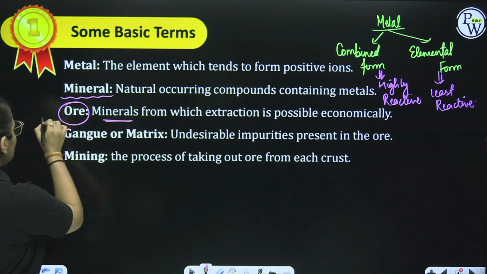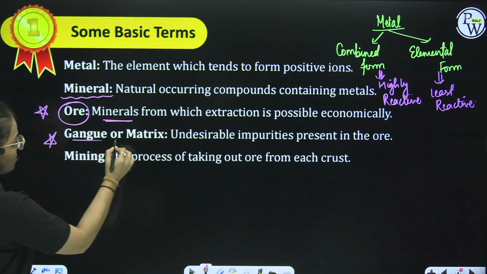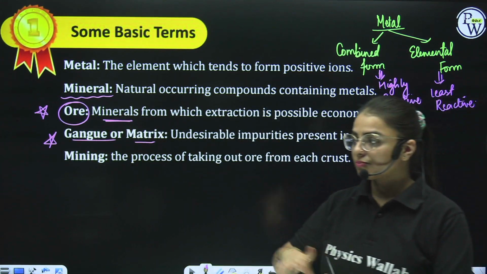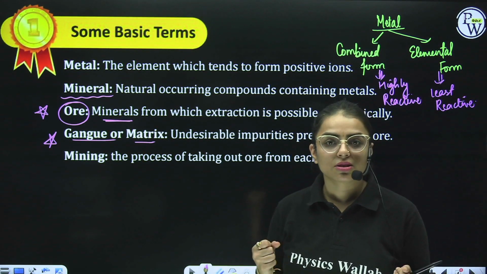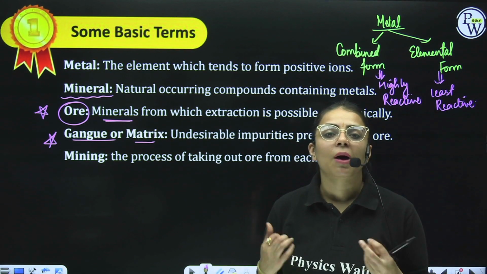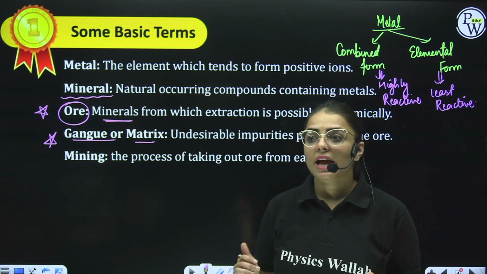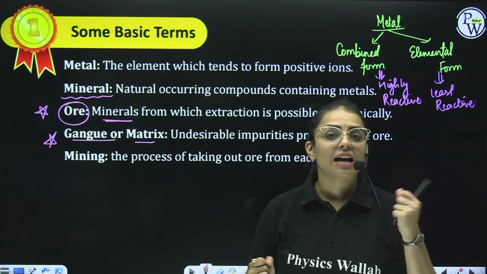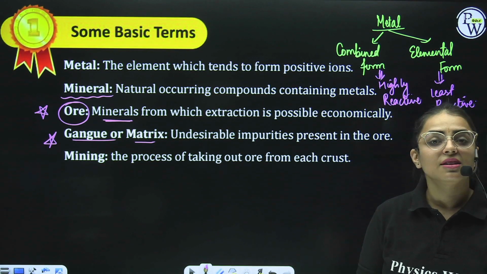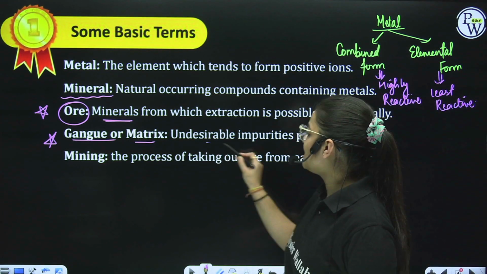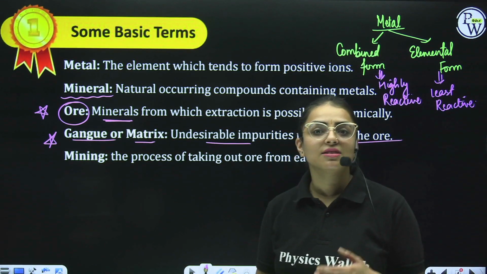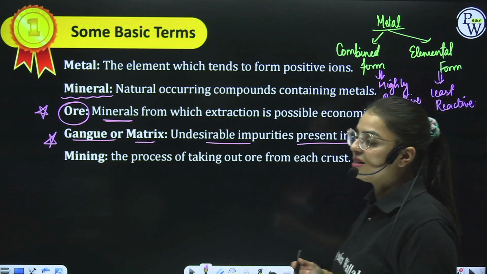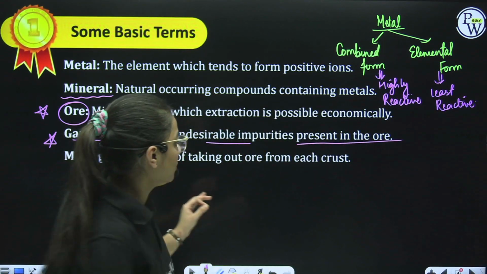Now this is an important definition. The next is gangue or the matrix, again an important part. When you are taking out the mineral from the earth's crust, many unwanted particles, many undesirable extra things come along with it, such as dust, sand and all of that stuff. That is the gangue particles, the impurities, in other words, the matrix. Undesirable impurities present in the ore are referred to as gangue particles. Then what is mining? The process of taking out ore from the earth's crust is the mining process.